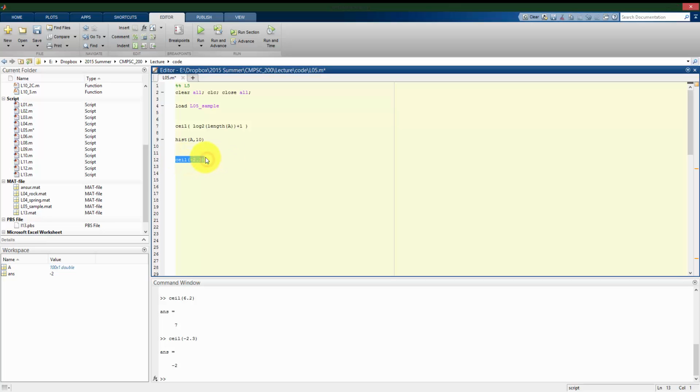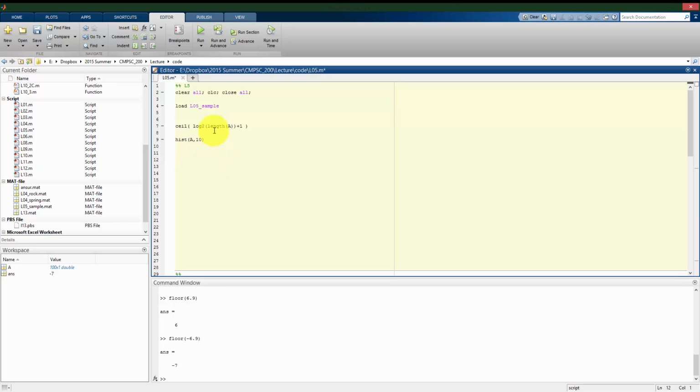And while I'm talking about ceiling, I can also talk about floor, which will do the opposite. If I have floor, it rounds to the smaller closest integer. So 6.3 rounds down, but it also will round down 6.9, also to 6. But if I have a negative number here, we see that the floor, the smaller closest integer, is actually negative 7, since it's more negative than negative 6.